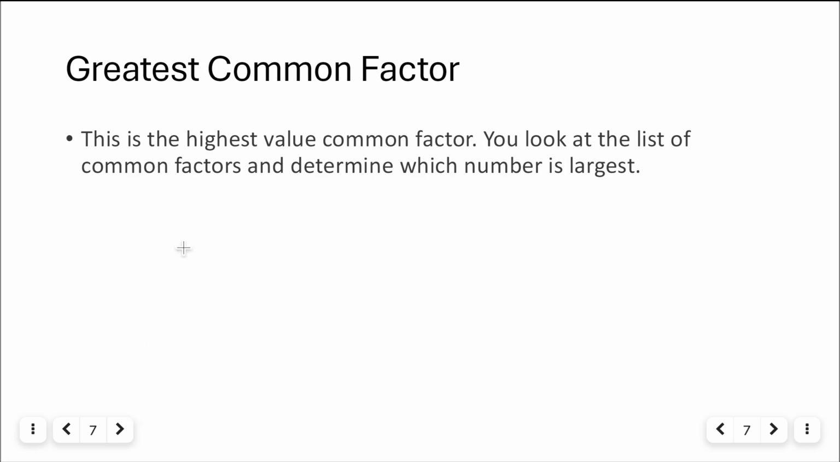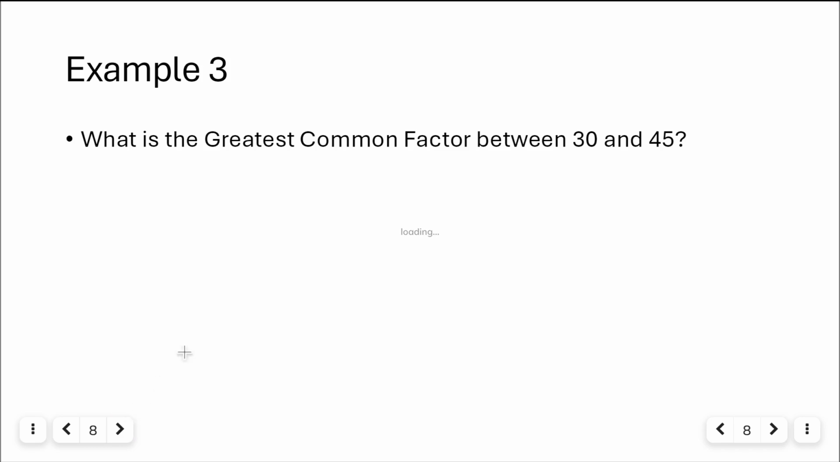So again, the greatest common factor is the highest value common factor. Look at the list of common factors and determine which number is the largest. We just did this. The greatest common factor between 30 and 45 was 15. We just did it on the previous slide.